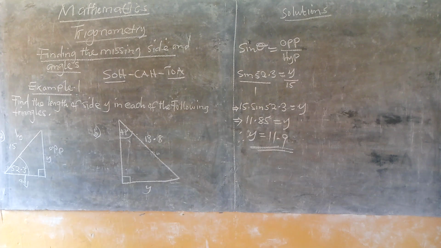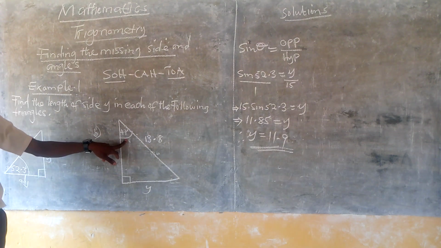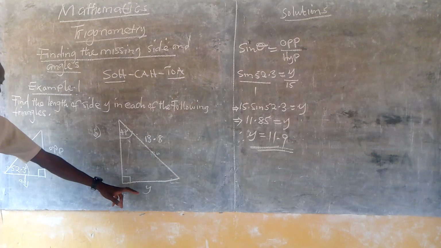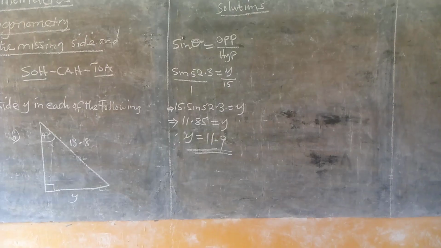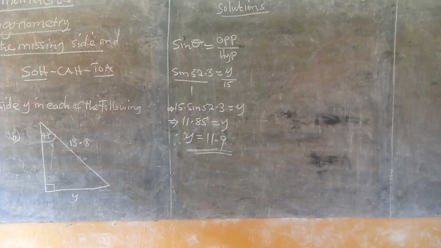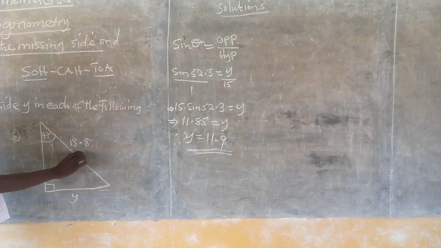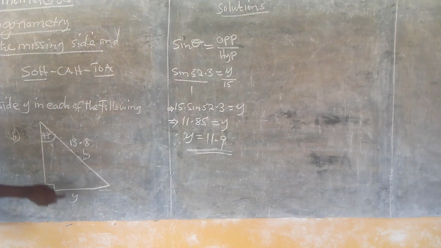Okay, let's go to the second triangle. The second triangle also has the acute angle there, the side, and then the y, and this one is 90 degrees. So now, let's look at the ratio that we're going to use. Which ratio are we going to use there? Anyone to tell us? Cos, you're saying cos. Why? Let's first identify the sides. Which side do we have? This one is the hypotenuse, then this one is opposite, and this one is adjacent.